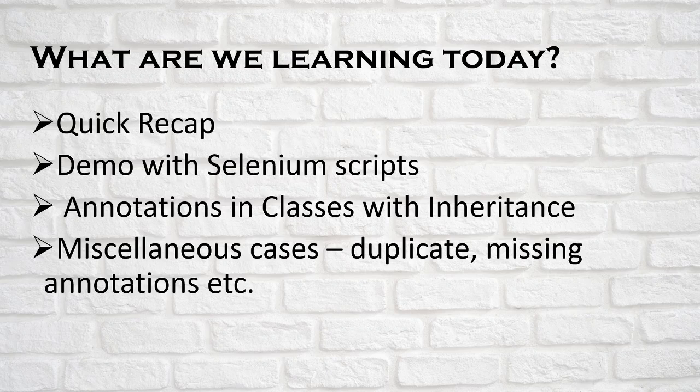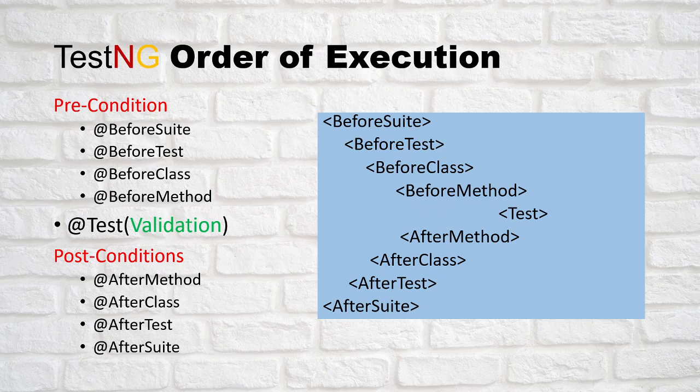So let's go to the first part, that is the recap. This is what we learned in the last video. We saw 10 different annotations. There are actually 15 annotations, but these are the major ones. Sorry, these are 9 actually. 9 annotations are the major ones which are used. The other ones are also used, but they are used along with these, so in order to know them, you have to know these first.